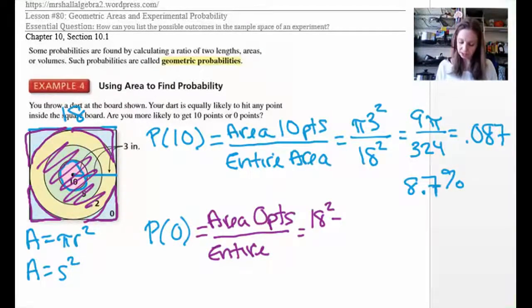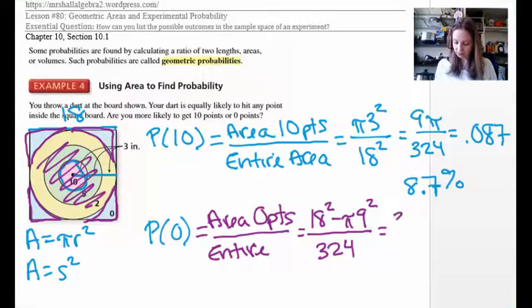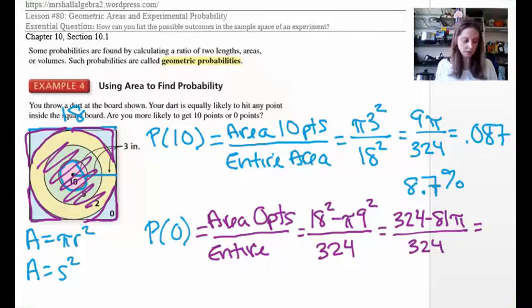So that large circle has a radius of 9, so this is pi 9 squared over 324. I already calculated the entire area before, it was 18 squared. And now I can rewrite this as 324 minus 81 pi all over 324, which is 0.21 or 21%.